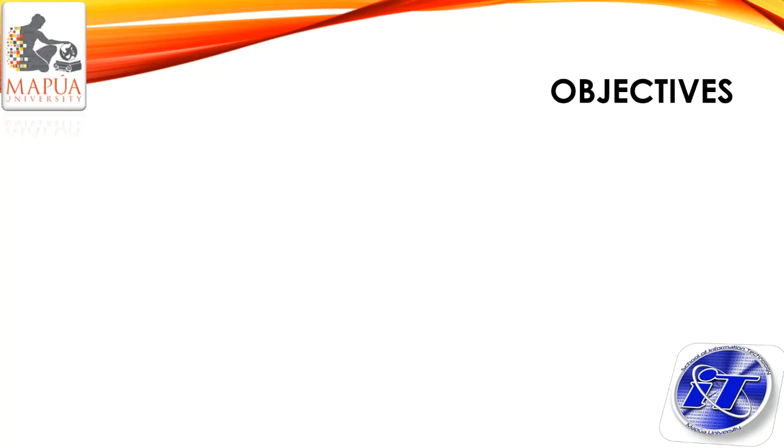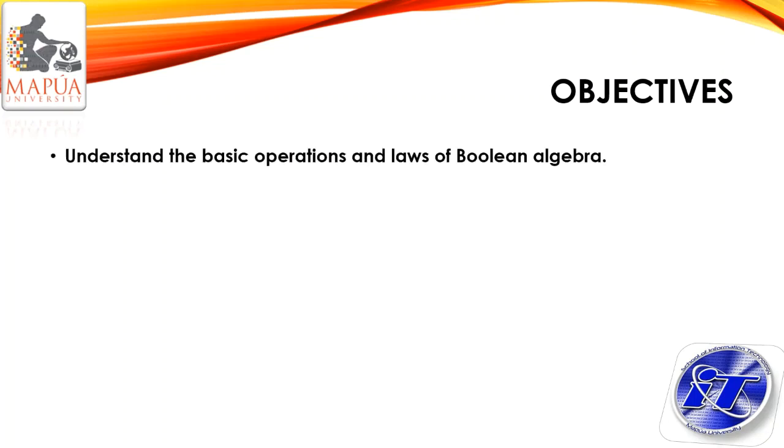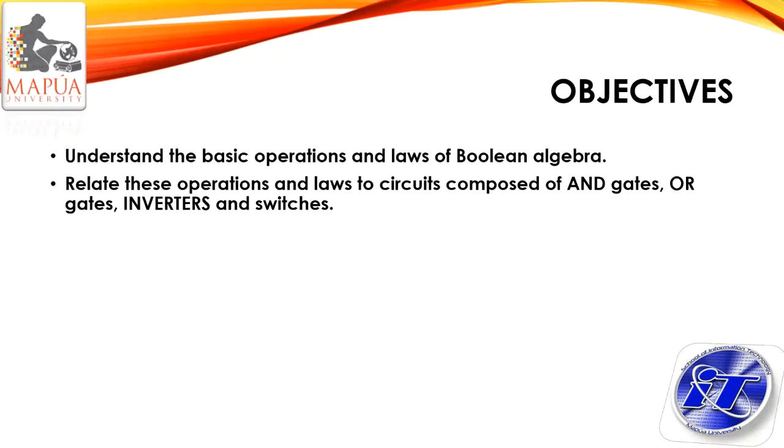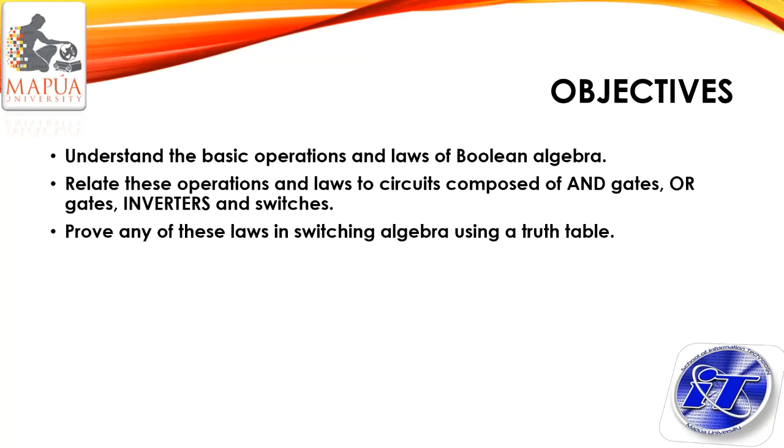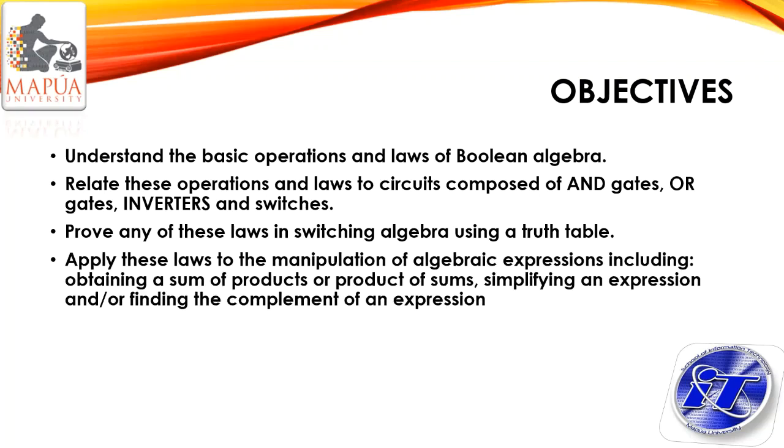So our objectives in studying Boolean algebra are to understand the basic operations and laws of Boolean algebra, and relate these operations and laws to circuits composed of AND, OR, inverters, and switches. We're also going to use laws and truth tables to prove certain algebraic equations. And we're going to use Boolean algebra to manipulate our expression to obtain sum of products, product of sums, simplify the expression, or find the complement of the given expression.